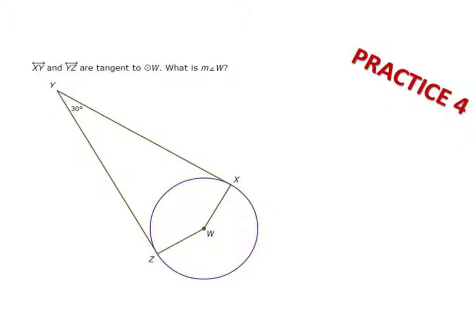Here's practice problem 4. You have two tangent segments coming from endpoint Y. Your question is, what is the measure of angle W, or this angle right here? You're going to use the same thing I did before, only instead of the outer angle, you're going to be looking for the inner angle.